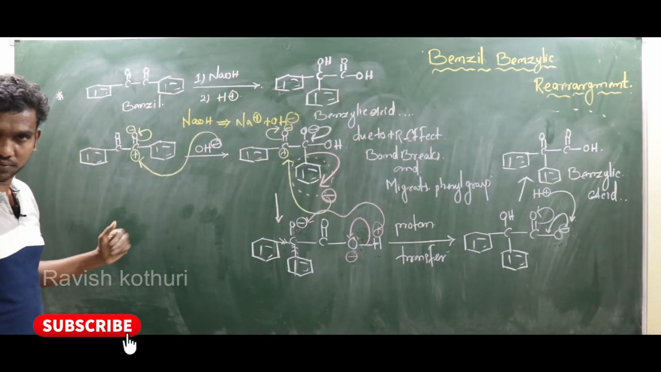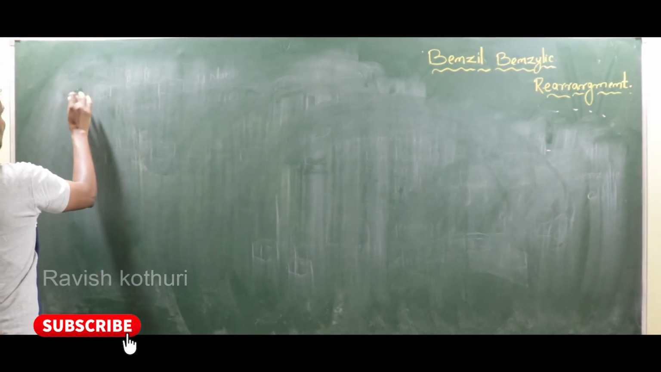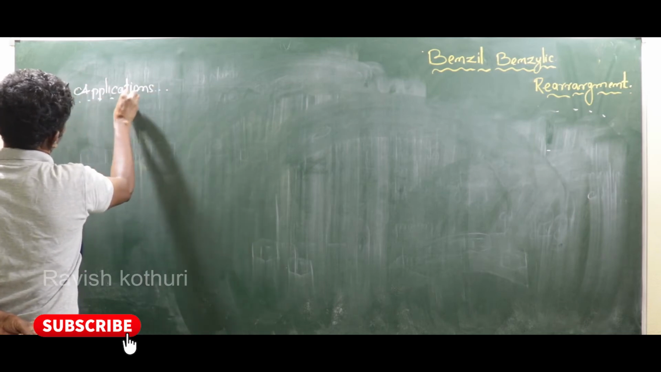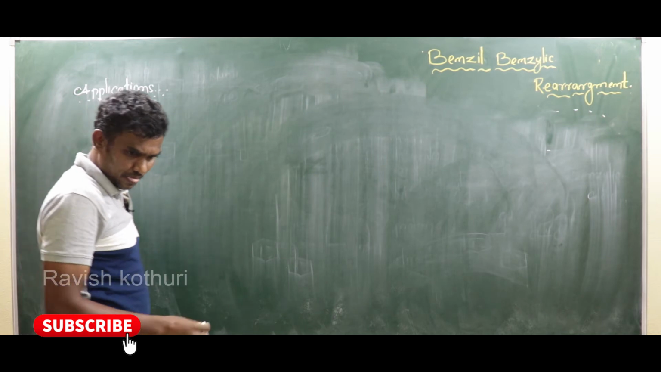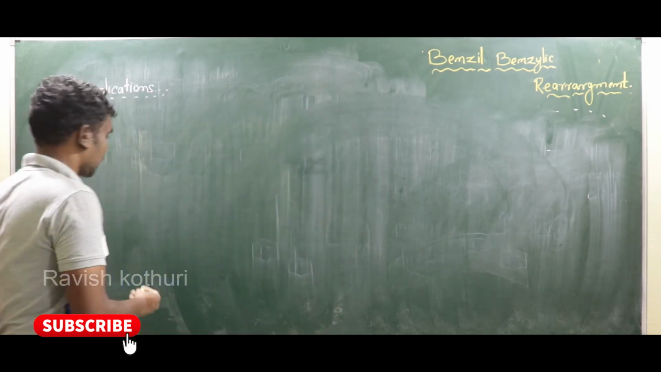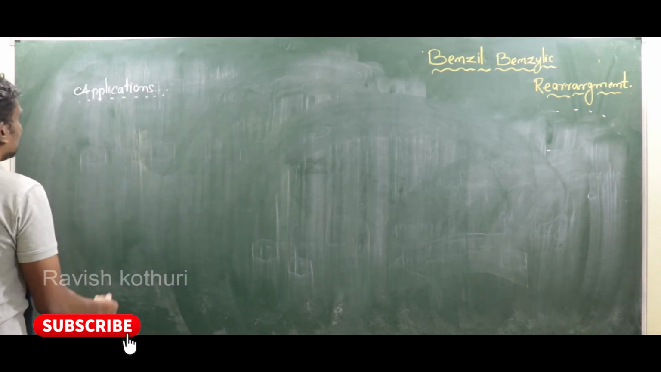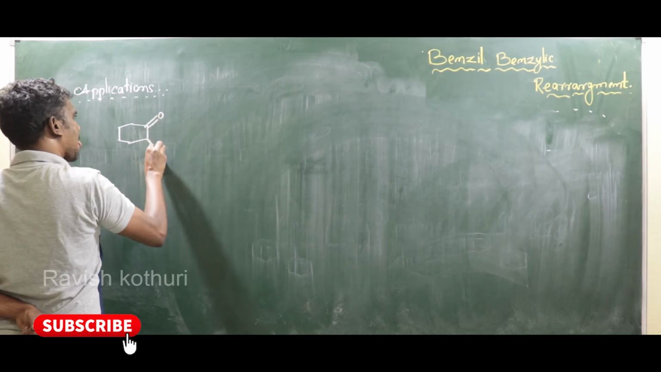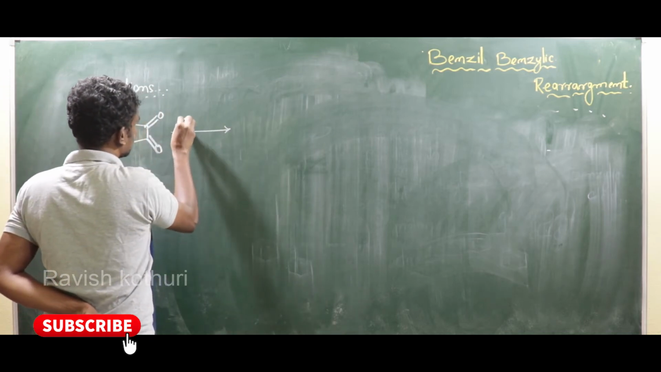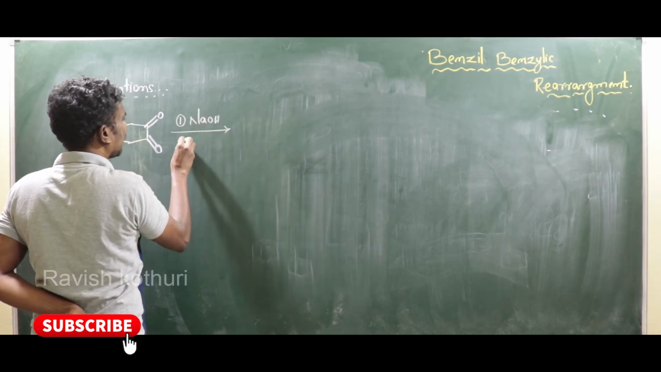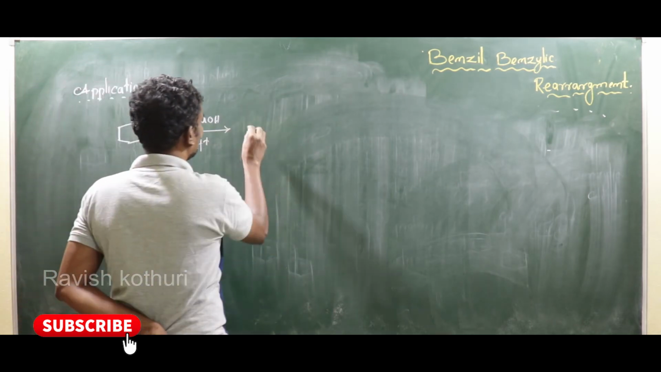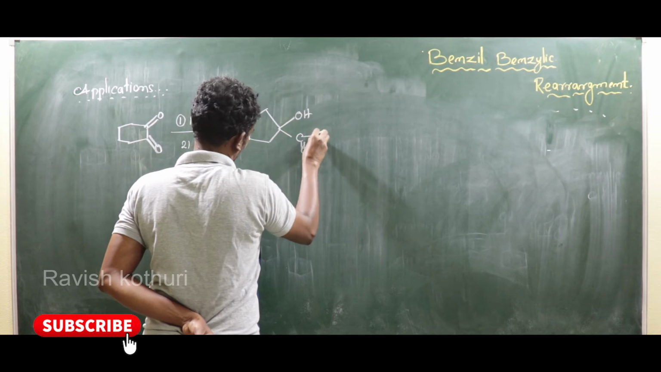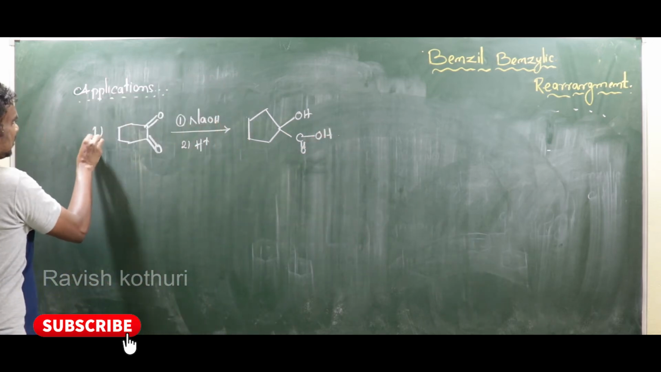So my dear students, humble request, please take down a few applications. See here, observe carefully. First application. Right? In presence of base, that is NaOH, then in acidic medium, that is H plus, to give this, OH, C double bond OH. This is the first application.